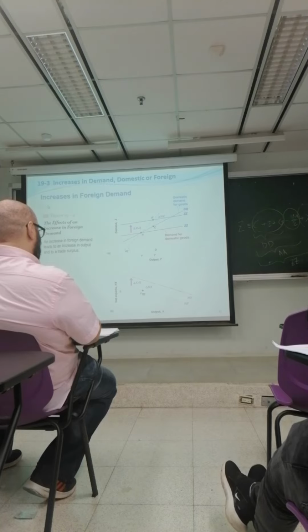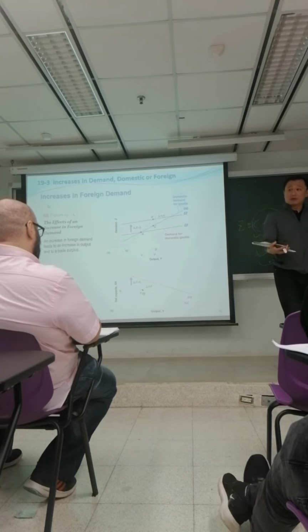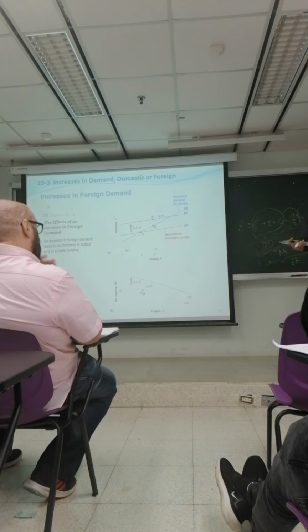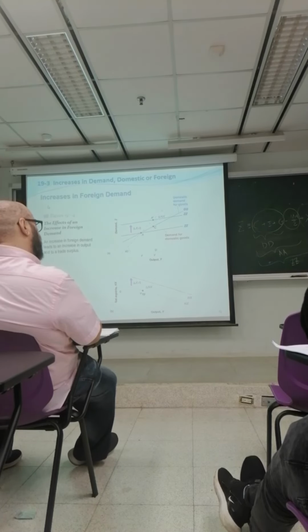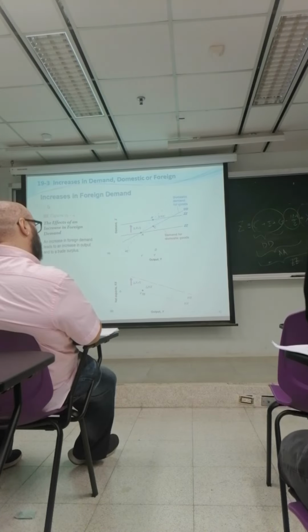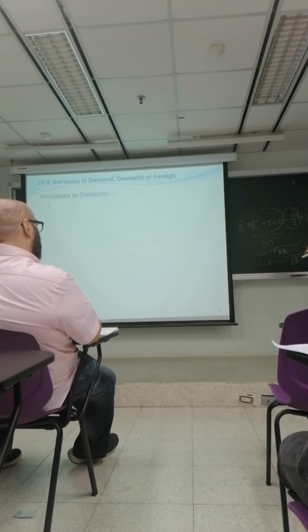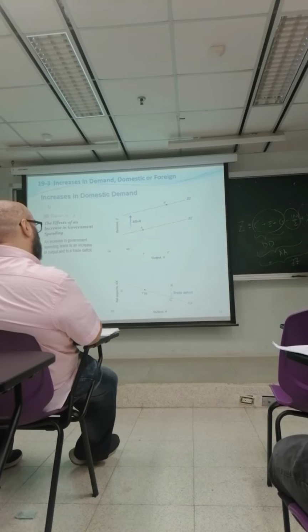So now we have two examples. The first one is we increase our total spending, and we find that Y will rise. Good, right? But our TB is going down. We create a trade deficit.